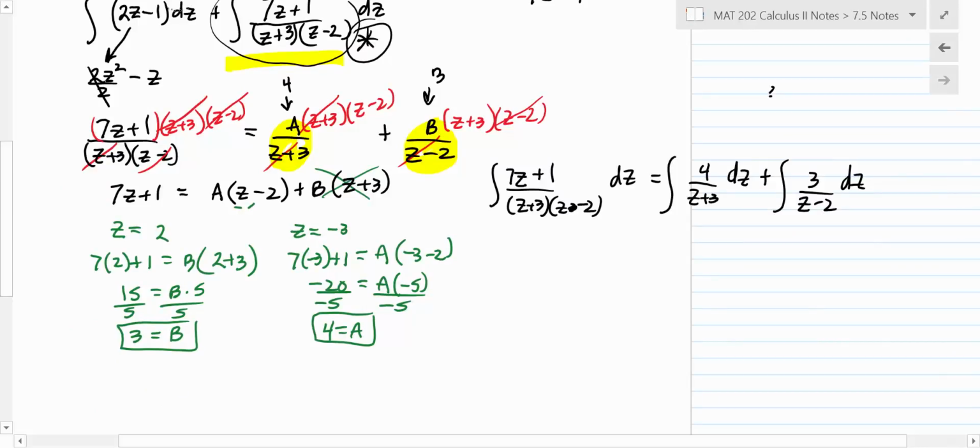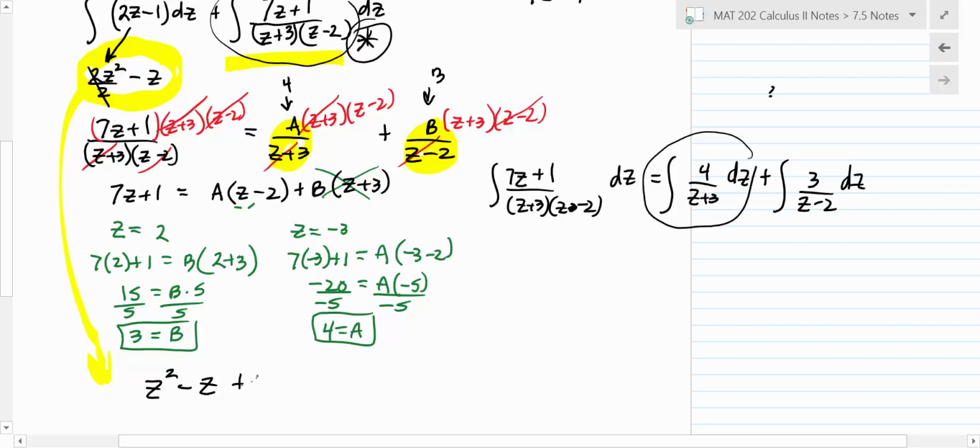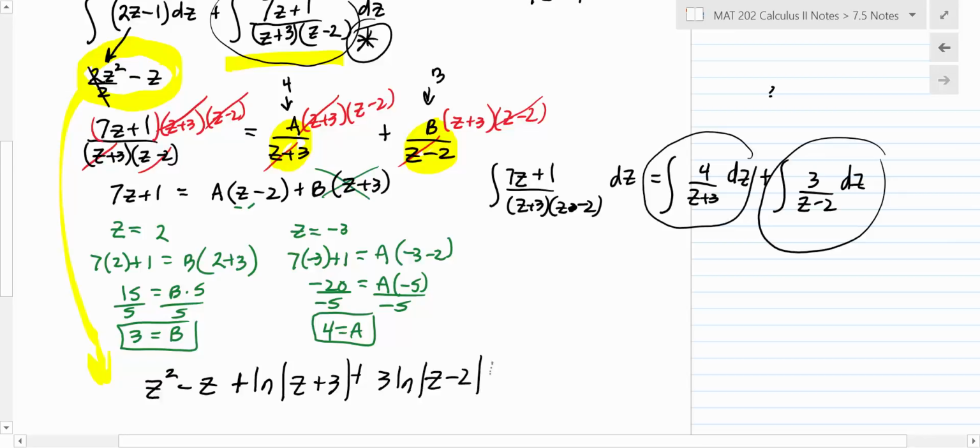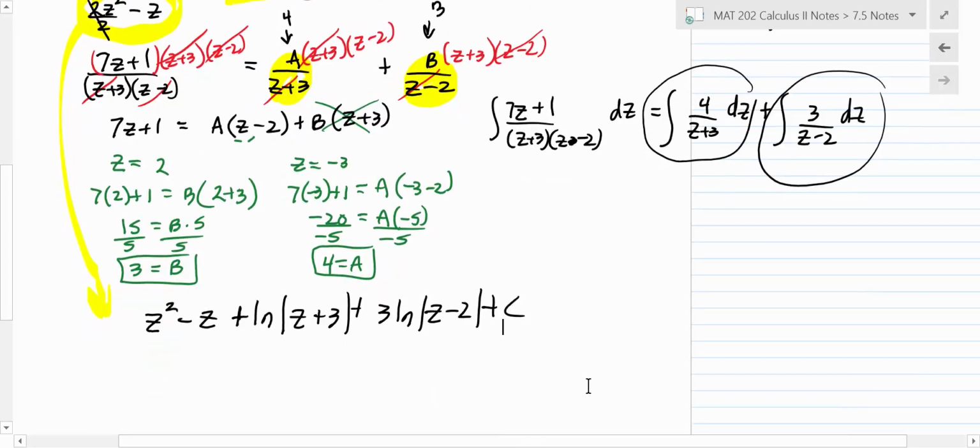Now you can't forget about stuff. Sometimes when you do messy problems like this, you got to remember we had that thing right there. That was a part of our answer. We would have z squared minus z. That came from when we did the long division. Now the rest of it's easy. What's the value of that integral? Well, 4 natural logarithm. That's another logarithm integral. So you're going to have plus natural logarithm z plus 3. This one right here, another natural logarithm. That's going to be 3 ln z minus 2 plus c, like that. That's the value of your integral right there.